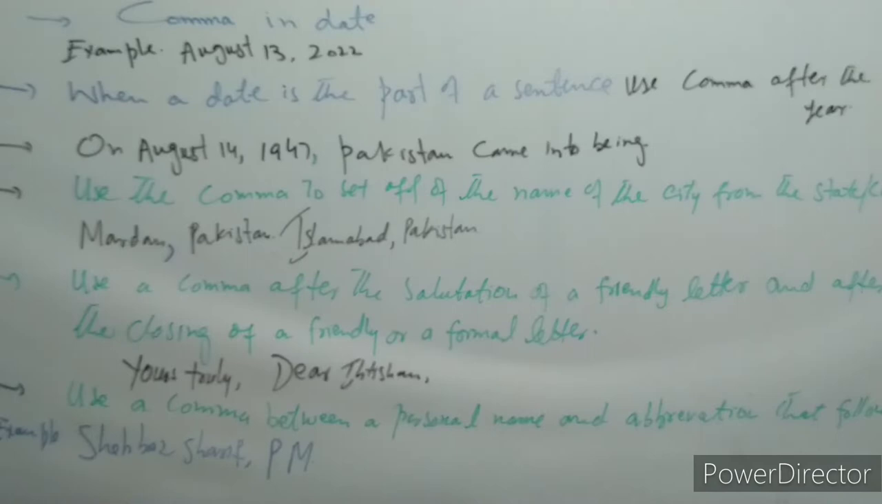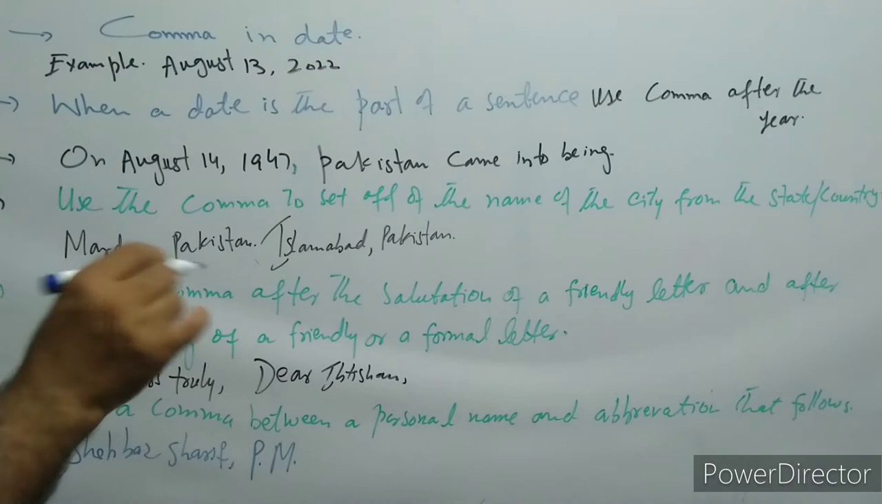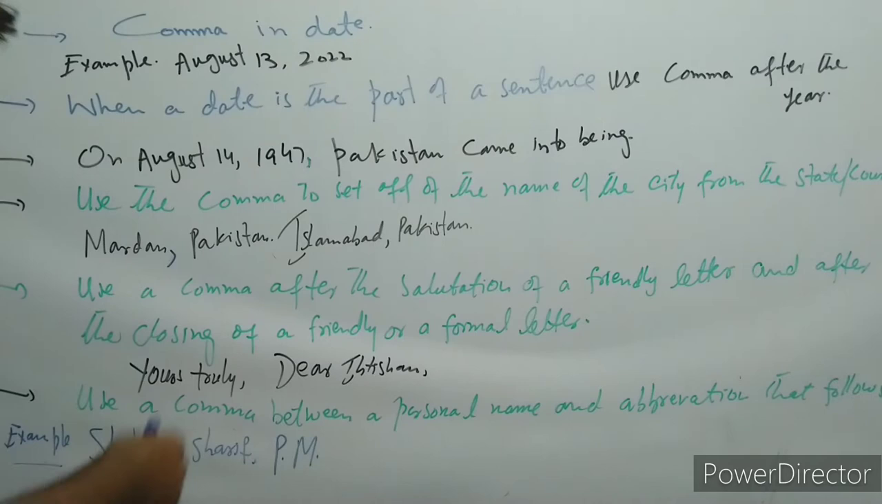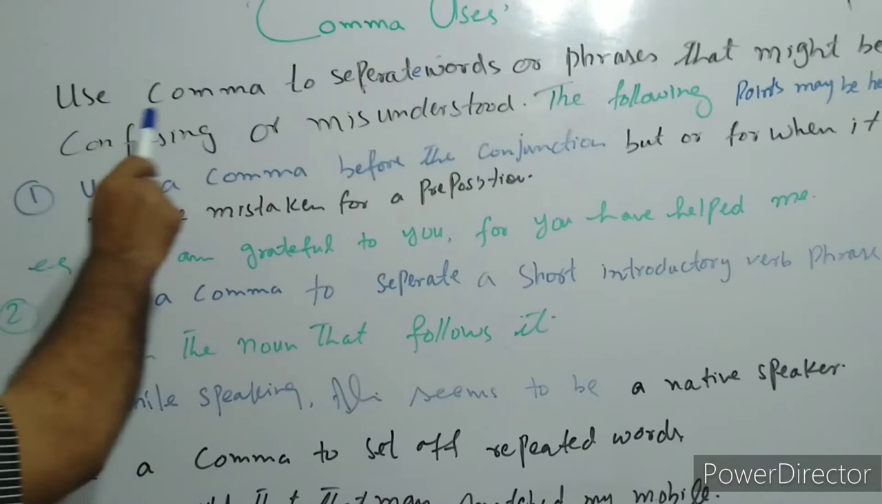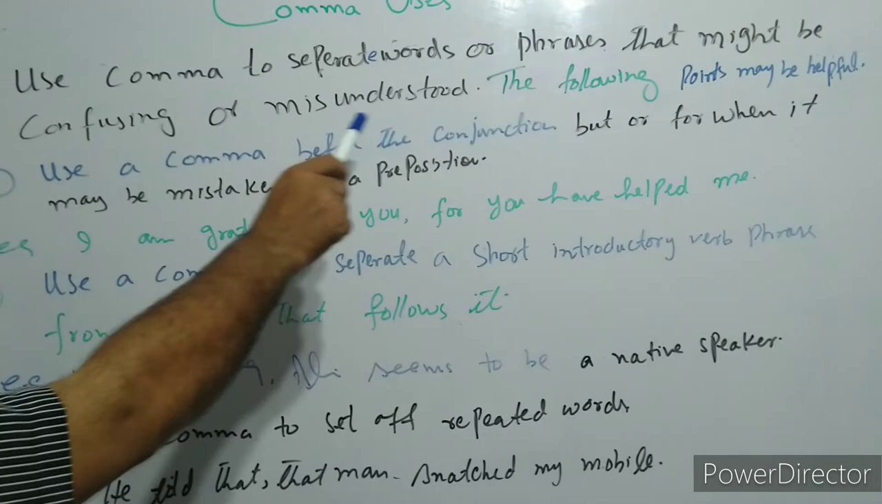The next point: use a comma between a personal name and an abbreviation that follows. Look here, example: Shahbaz Sharif, MPA. This is a name followed by an abbreviation. So this is very important. Abbreviation or initial. So we need to use a comma to separate words or phrases that might be confusing or misunderstood.